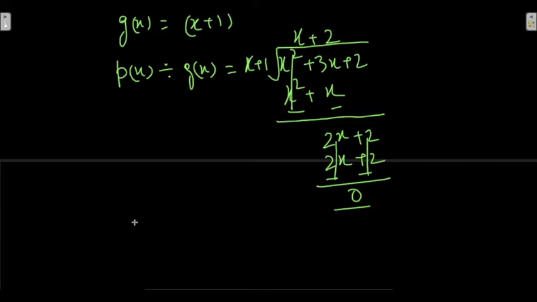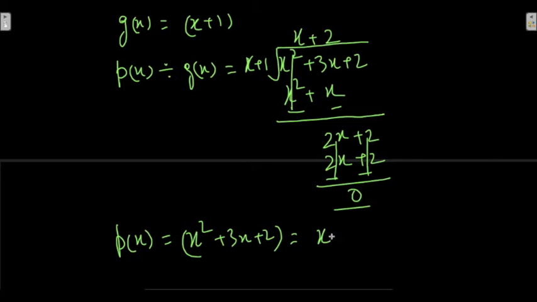the factors of this p of x, which is equal to x square plus 3x plus 2, can also be written as multiples of x plus 1 and x plus 2, or for that matter x plus 1 and x plus 2 are the factors of the given polynomial. So these are the two factors of a given polynomial.